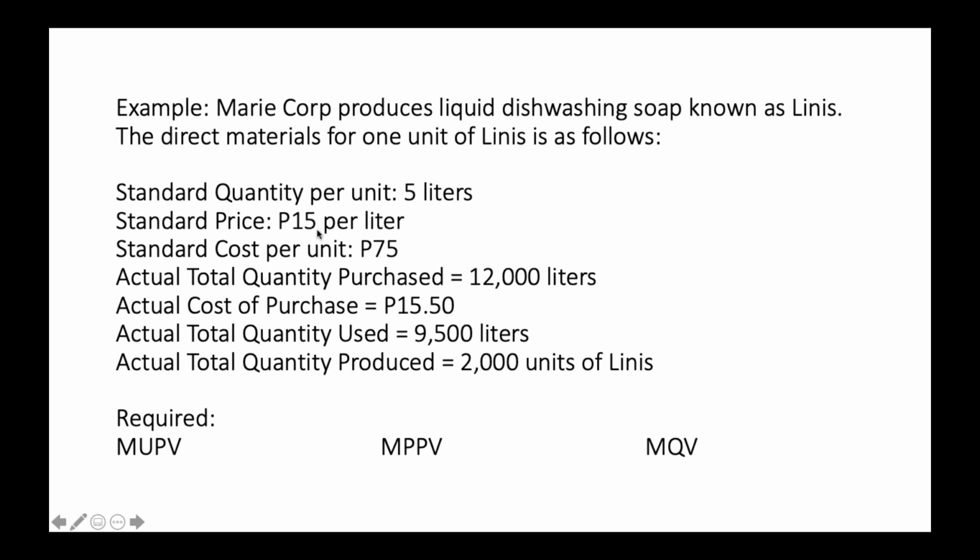So if it is 15 pesos per liter and we have to use 5 liters for every unit of Linis, how much is the standard cost per unit? That is 15 times 5 liters, that's 75 pesos standard cost per unit, or the standard cost of raw materials per unit. Now, the actual quantity purchased is 12,000 liters. The actual cost of purchase is 15.50 per liter.